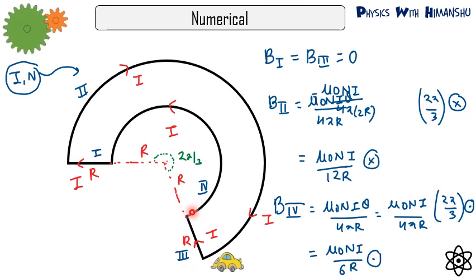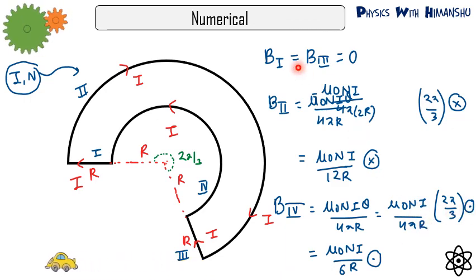Similarly, due to this inner circle, the angle will be 2 pi by 3. Current will be I, radius will be r. But if you see, this is now in anti-clockwise direction. So if it is in anti-clockwise direction, the magnetic field will be outwards. So mu naught ni upon 4 pi r, 2 pi by 3, outwards.